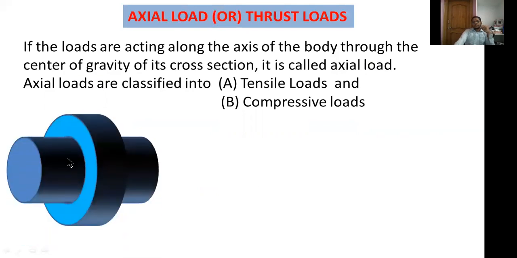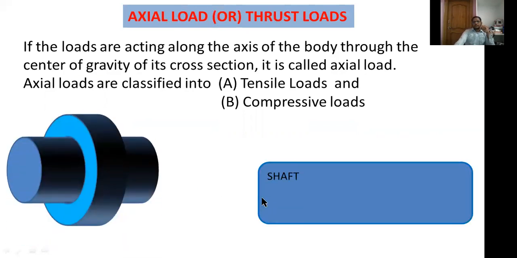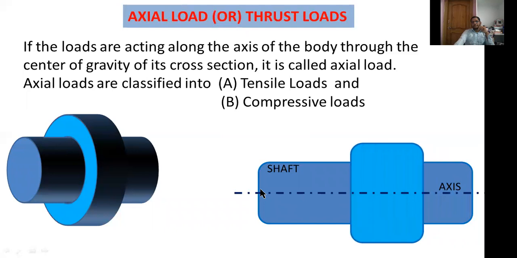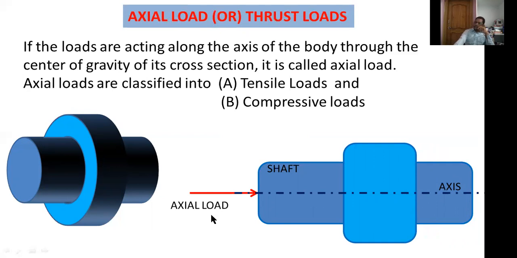Okay, this is an object, this is an isometric view, this is an orthographic view. This shaft looks like this, a circular hollow shaft. Now if a load is acting along the axis of the component, it is called axial load or thrust load. Now axial loads are broadly classified into tensile loads and compressive loads.